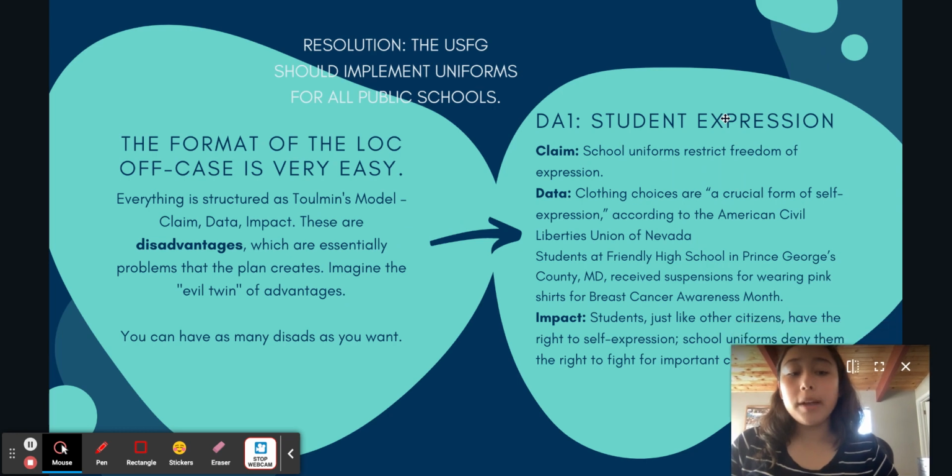So we have this harm, plan, and advantages. Now, the op case, the off case, is much simpler than the on case, because it is structured in disadvantages rather than having this whole long structure. Everything is in Toulmin's model, so we have claim, data, and impact, and these are called disadvantages. These are just problems that the plan creates, and they're kind of like the evil twin of advantages. Advantages say our plan does so many good things, here are some good impacts that the plan creates. Whereas disadvantages say, no, the plan actually does a lot of harm, and here are the negative or detrimental impacts that the plan creates. You can have as many disadvantages as you want, however, it's recommended to have about 2 to 3. 2 to 3 is kind of like the magic number.